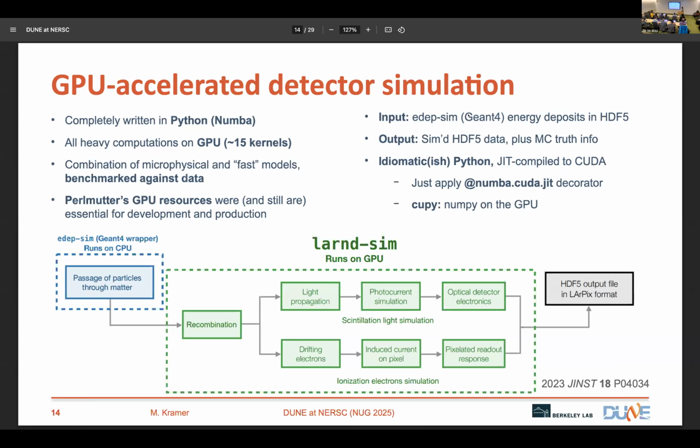I'll talk about that when it comes to NESAP. But anyway, it's written in Python, does most of the heavy lifting on GPUs using a combination of microphysical and parametrized models that are benchmarked against data. And it is written in idiomatic Python and uses Numba to JIT compile Python functions into GPU kernels. And that works surprisingly well.